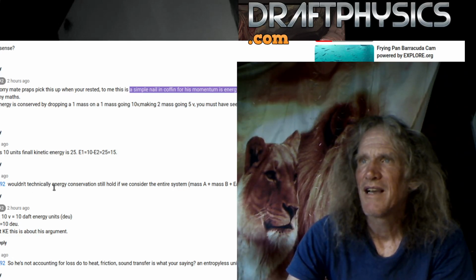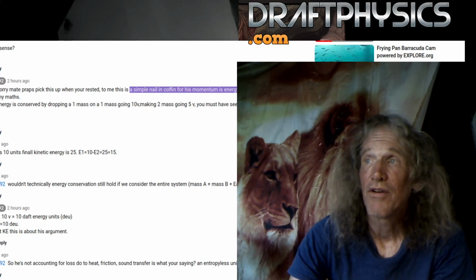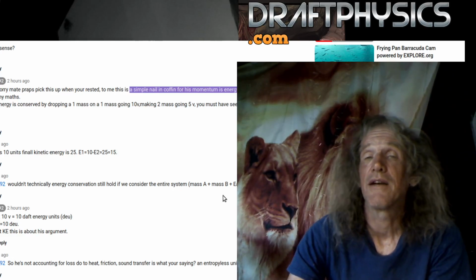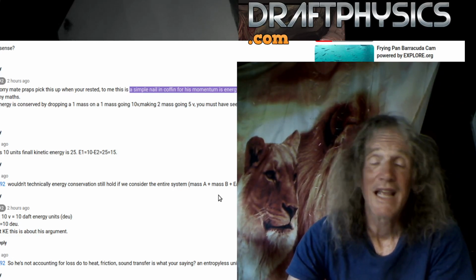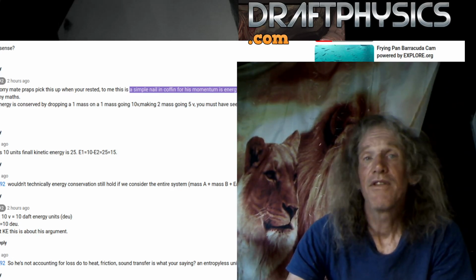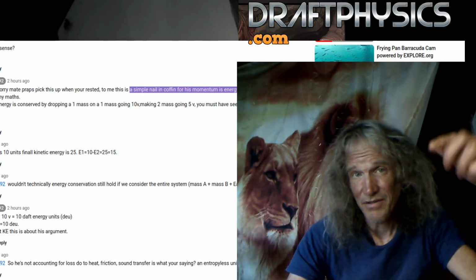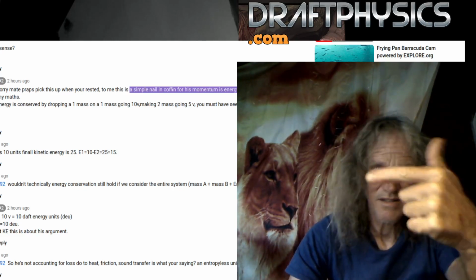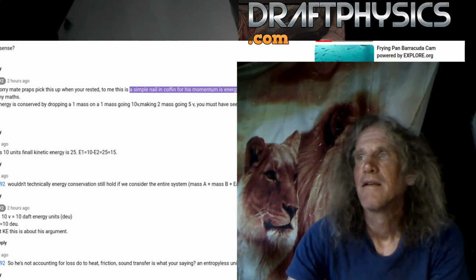Okay, wouldn't technically energy conservation still hold if we consider the entire system and the Earth? Somehow the Earth. Okay, so the Earth ate the rest of the energy. It ate the kinetic energy. They don't have any evidence that it did that, but they say it did. Even though the downward motion is created by gravity, so all the downward energy didn't cost anything this way.